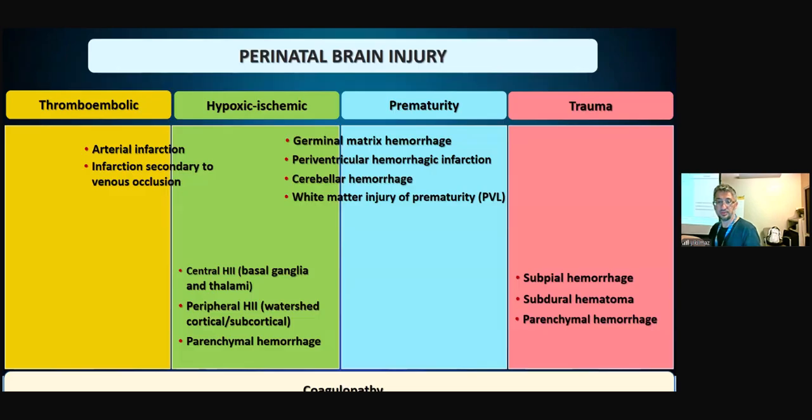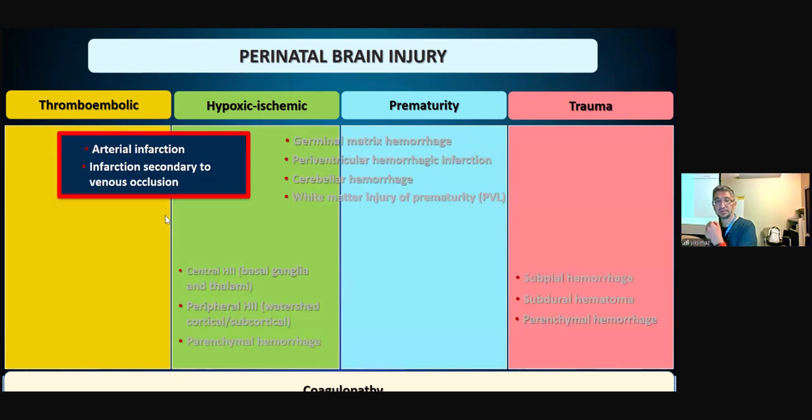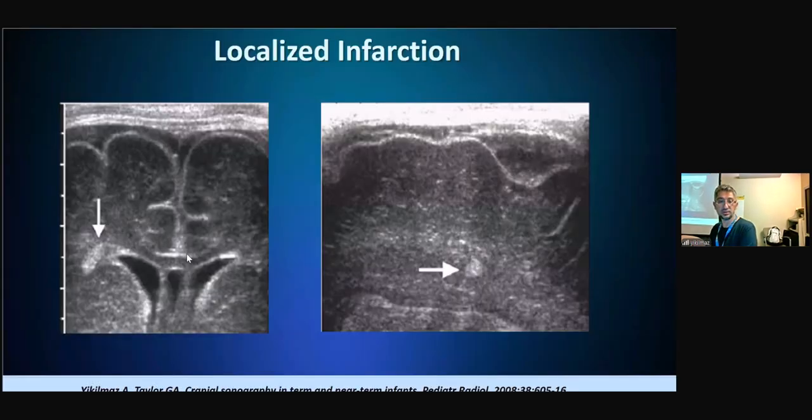We will discuss them shortly. I will start with the first one, arterial infarction and infarction secondary to venous occlusion, most likely of thromboembolic etiology. Here is an example of a localized infarction. All the pathologies in the brain appear hyperechoic, right? So infarction is also like that.